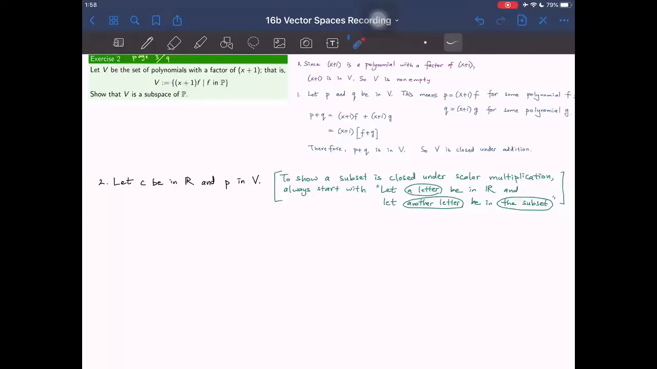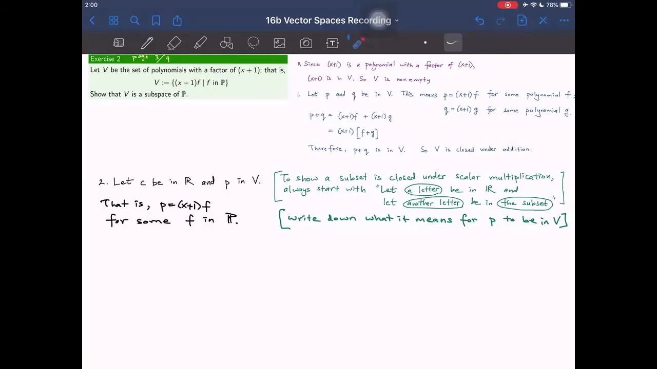The format is going to be the same as when we were working with Rn, the vector space of vectors. To show that a subset is closed under scalar multiplication, always start with saying let a letter be a number and let another letter be in the subset in question. So I write down let C be a number and let P be in our subset V. And then we want to write down what it means for P to be in V by checking the rule for V. Being in V means that P is equal to x plus 1 times f for some polynomial f.